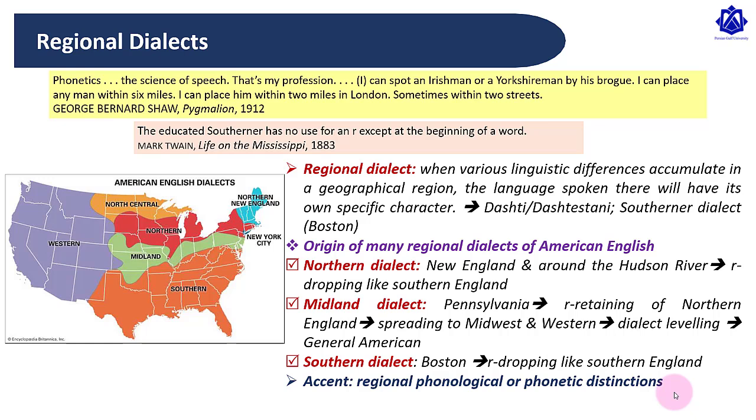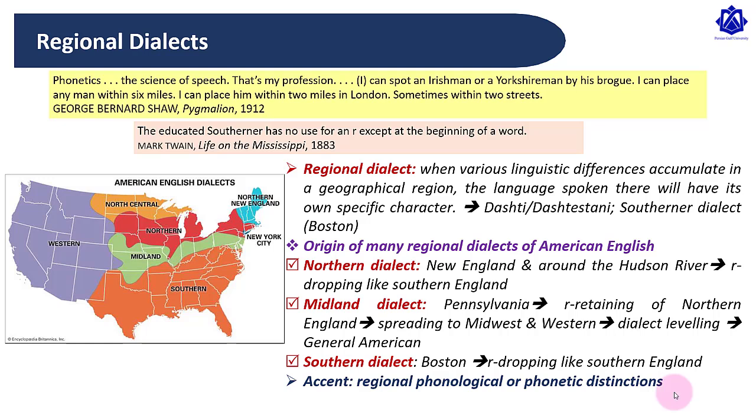Here in Pygmalion, you read, "Phonetics, the science of speech, that's my profession. I can spot an Irishman or a Yorkshireman by his brogue. I can place any man within 6 miles. I can place him within 2 miles in London, sometimes within 2 streets."